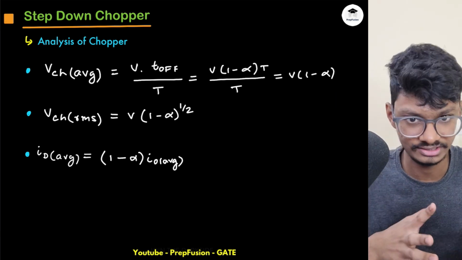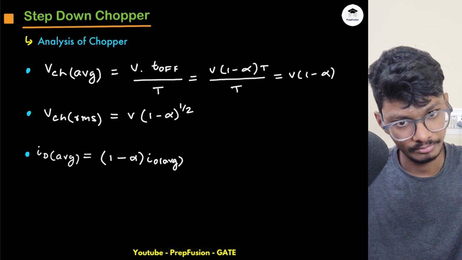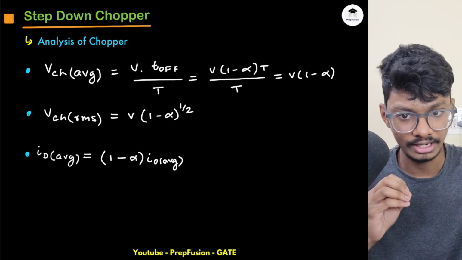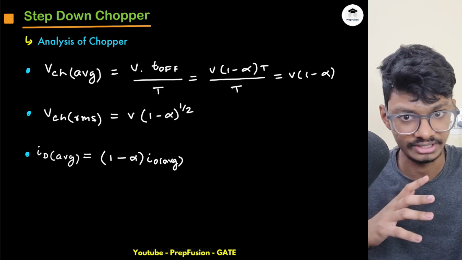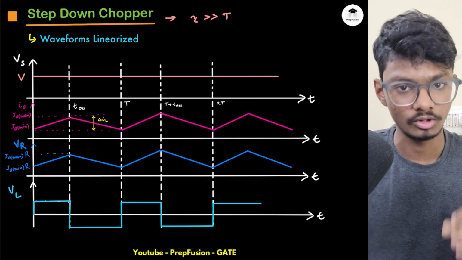Okay, so now next we will study with the linearized format. Why linearized format? If my tau is very, very less than my capital T, then how will my things behave, and what will be the ripple voltages? Now let's come to the point where my time constant is very, very higher than the time period. What do I mean by that?